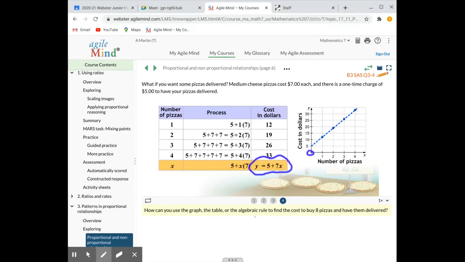8. Correct. And 8 times 7 is what? 56. But they charge us how much to deliver it? 5, so it would be 59. Close. No. 61. 61 is correct. Good, because 56 plus 5 is 61.